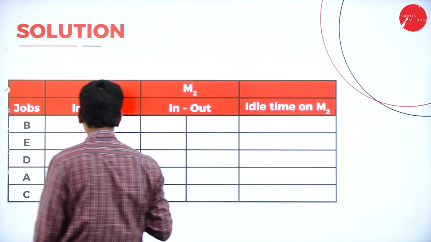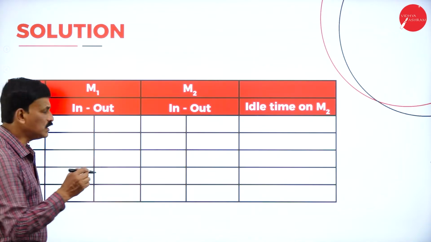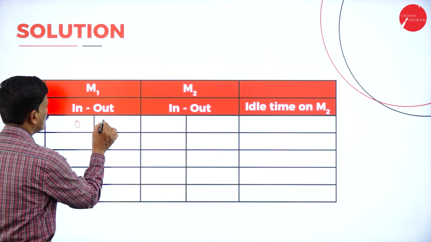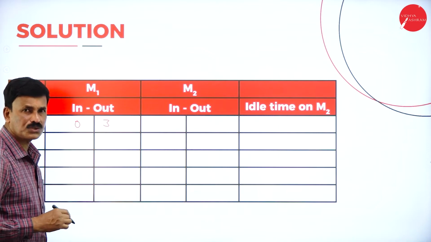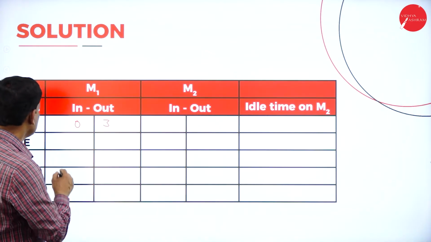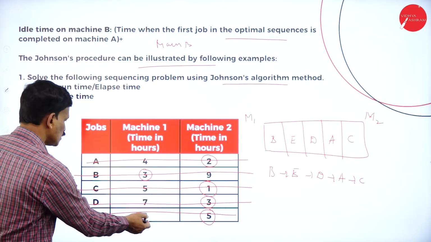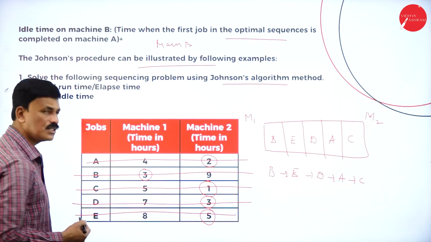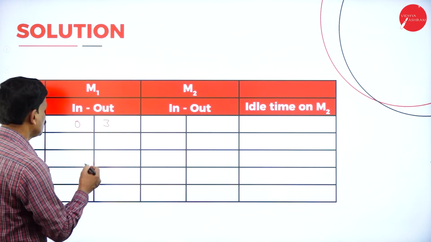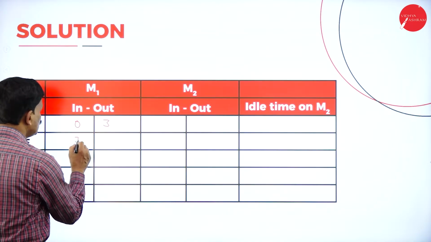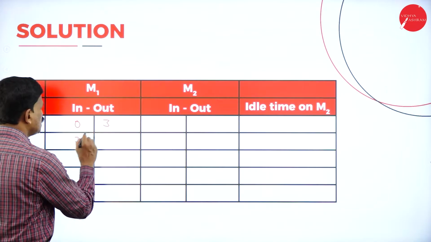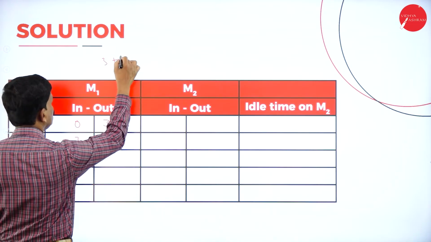So therefore the beginning value, the in time is 0 and the out time is 3. Again for E in machine 1, the time is 8. So the in time is 3 and the out time is 3 plus 8, that's equal to 11.